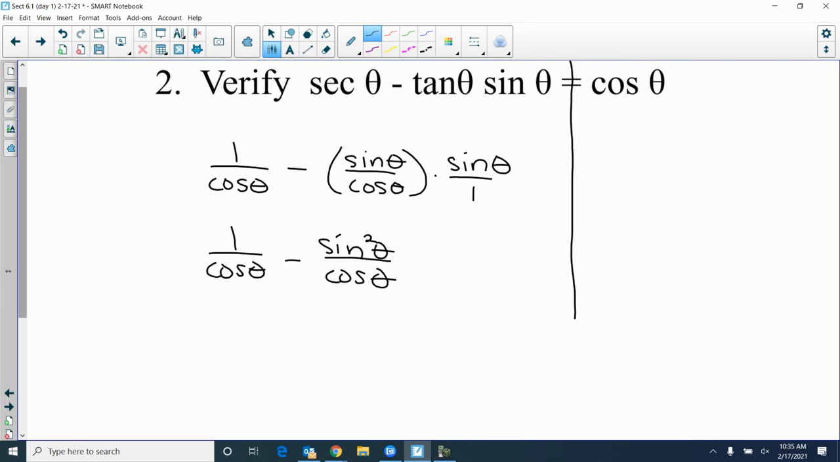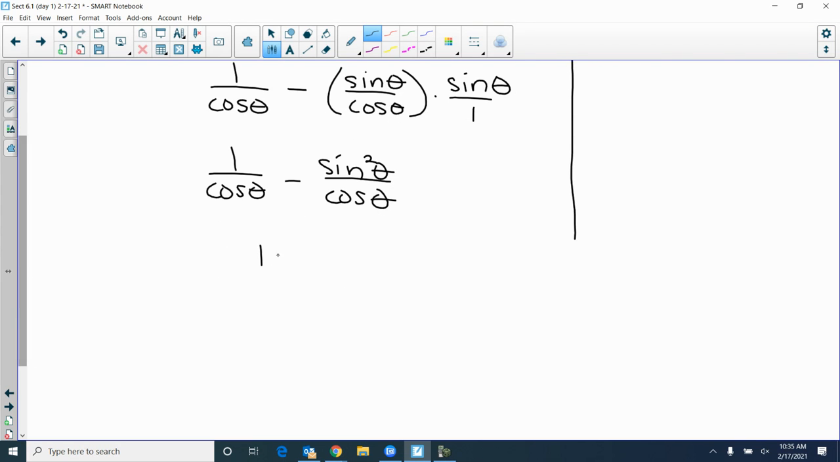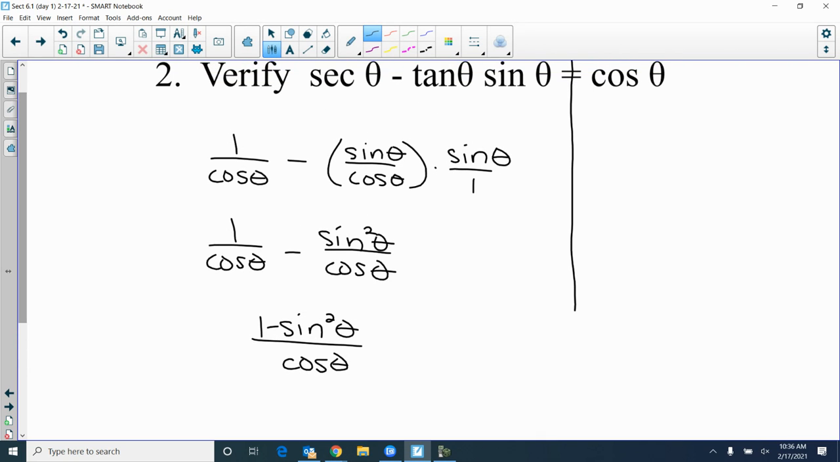Okay. Well, I'm just going to write this as 1. They both have a denominator cosine, right? So I can just rewrite that as 1 minus sine squared over cosine of theta. Now this is where step 2 comes in. What's step 2 tell us to do? Focus on the what? Stay focused on the answer. So you got to say, all right, what am I trying to get to? I want this to equal cosine of theta. How can I do that?